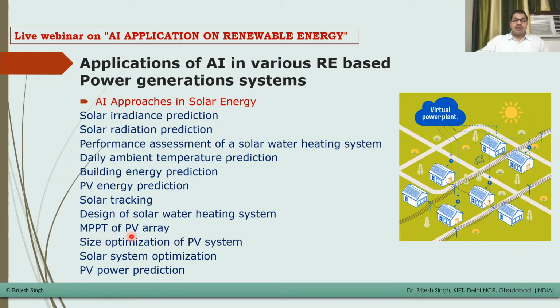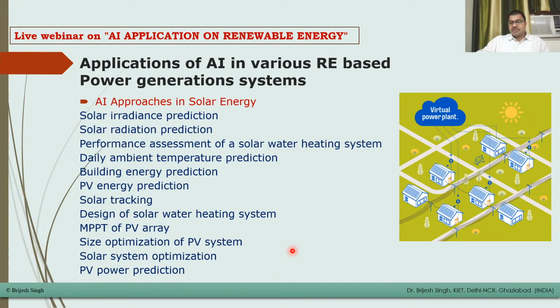Now MPPT of PV array. Suppose you want to track the maximum power point, the maximum power from the PV array. AI can help you not only in the restructuring of the PV panels, meaning restructuring in the connection of the PV panels, but also in optimal utilization of the PV panels under different loading conditions.